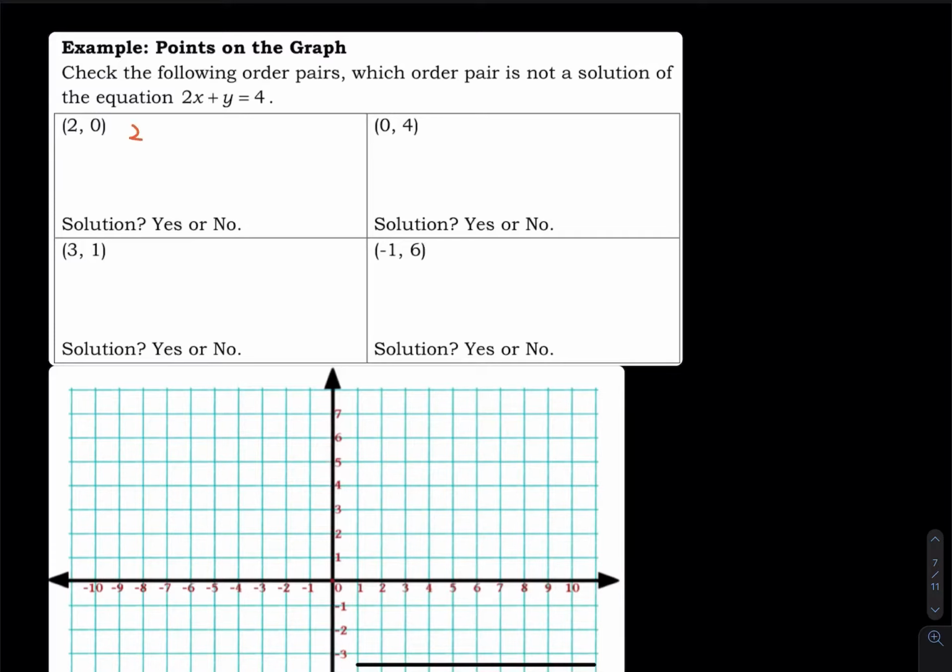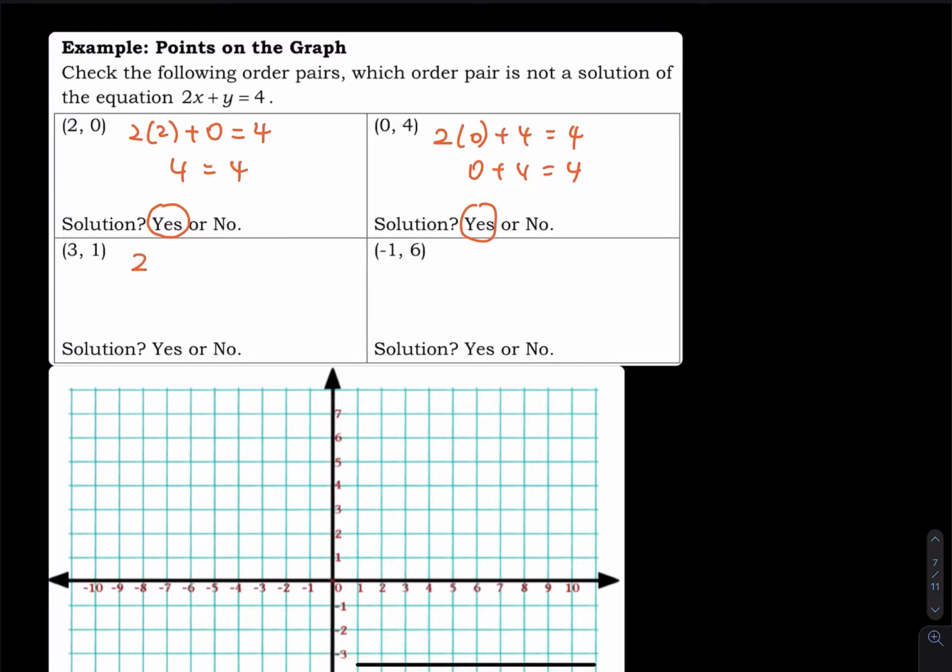When x equals 2, y equals 0, do we have a balance? So this is 4 equals 4. Yep, that is a solution. When x equals 0, y equals 4, so 0 plus 4 equals 4. Yep, that is a solution.